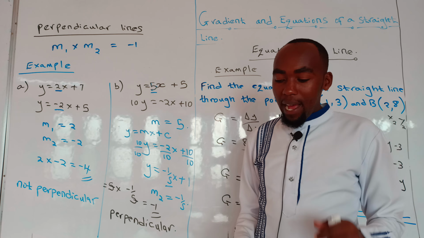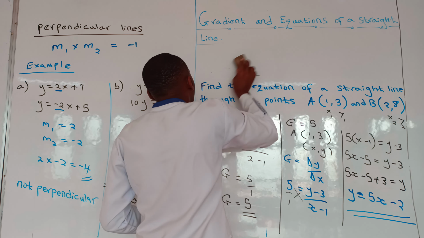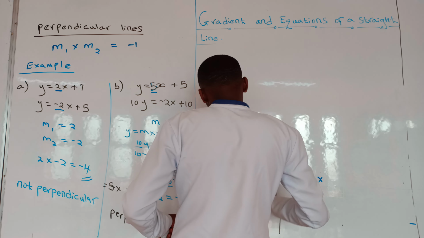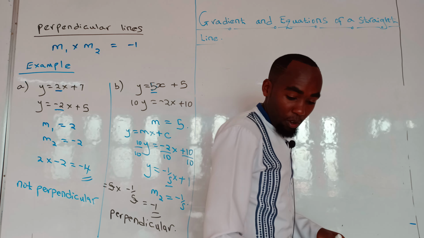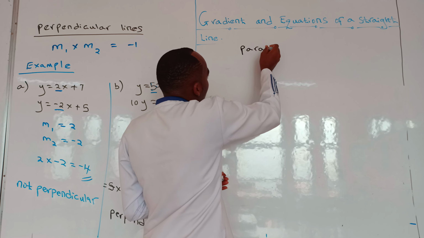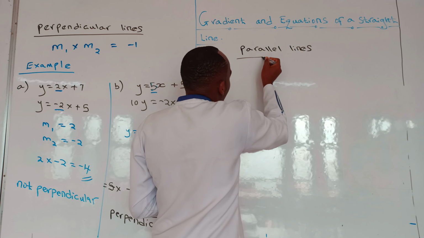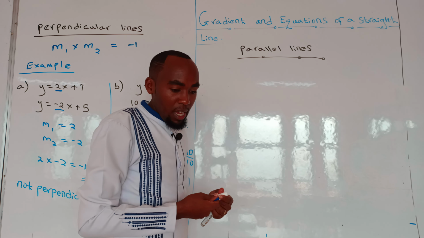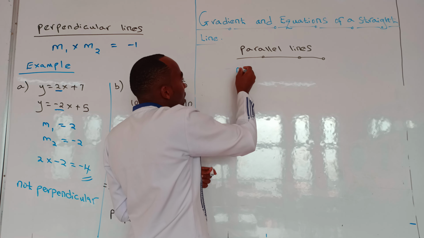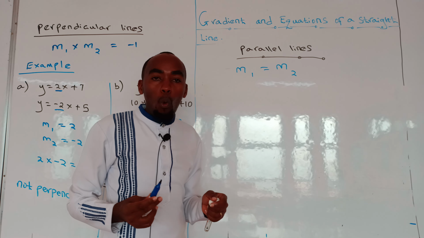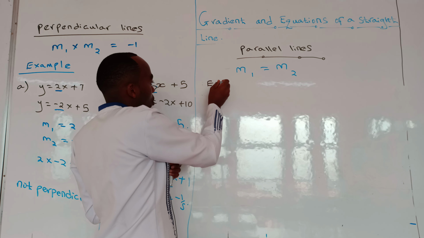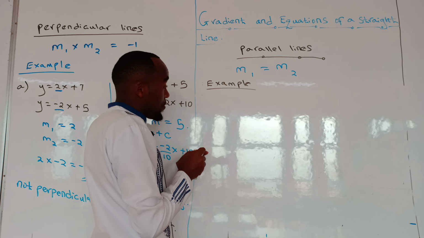Now, let me conclude by talking about parallel lines. How do we know that equations of lines are parallel? I want us to look at examples here. This is what we conclude: when the gradients are equal, those lines are parallel. So let us look at two examples so that we can conclude if they are parallel or not.